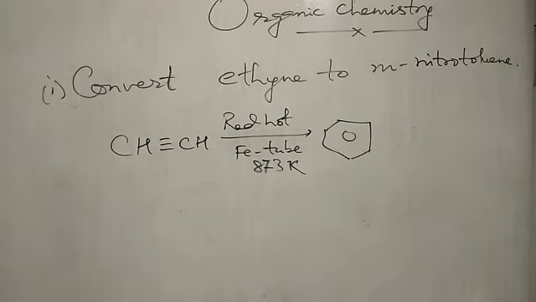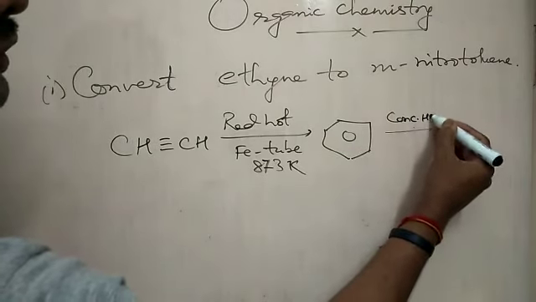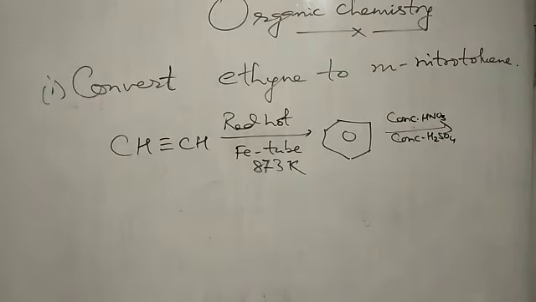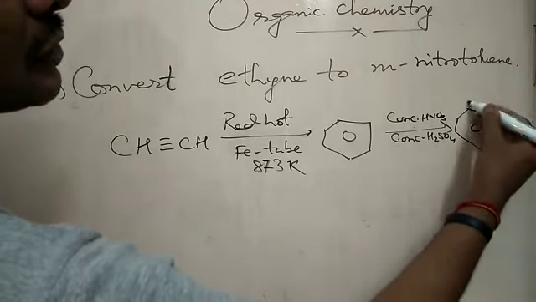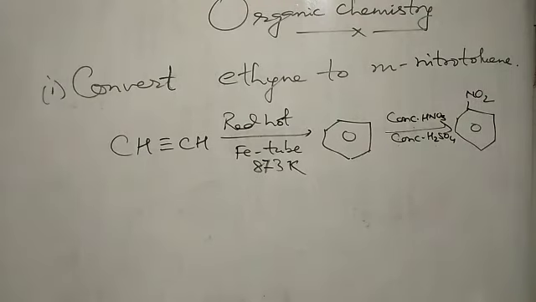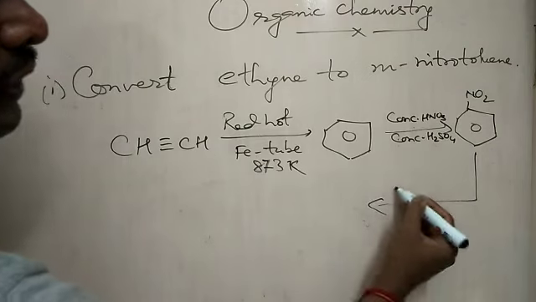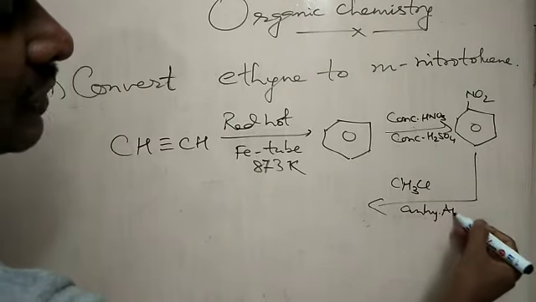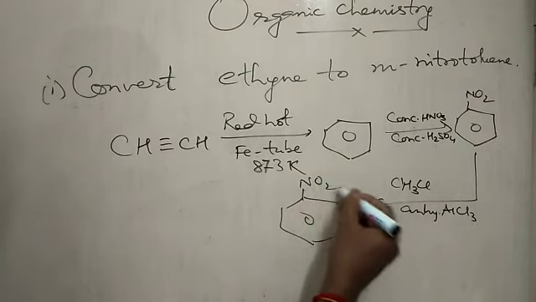Now benzene is treated with conc HNO3, conc H2SO4. It forms nitrobenzene. As we know, nitro group is meta-directing in nature. So now it undergo Friedel-Crafts reaction, CH3Cl, anhydrous AlCl3. So it forms meta-nitrotoluene.